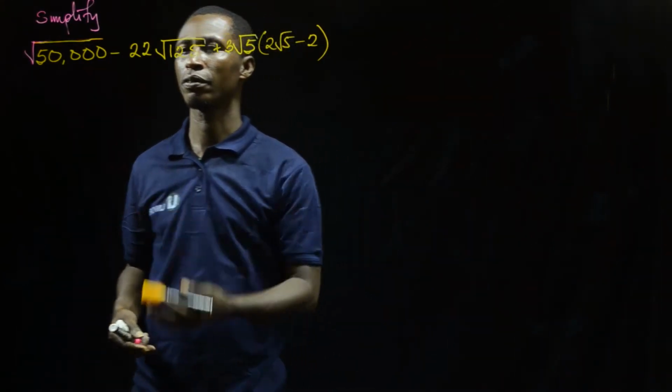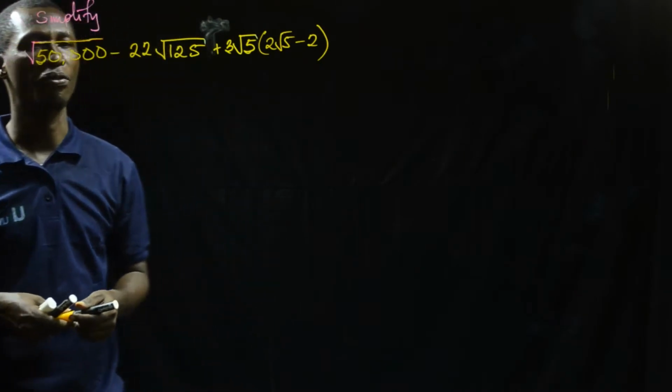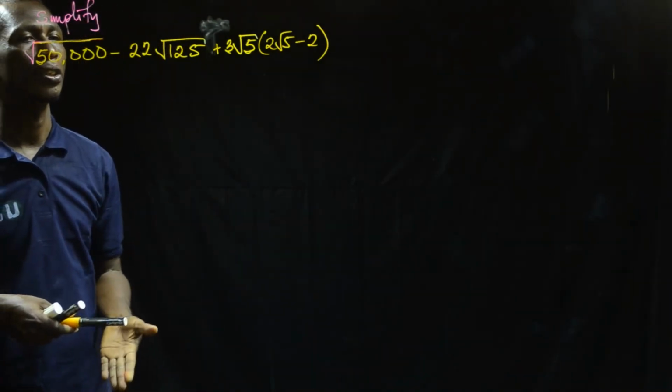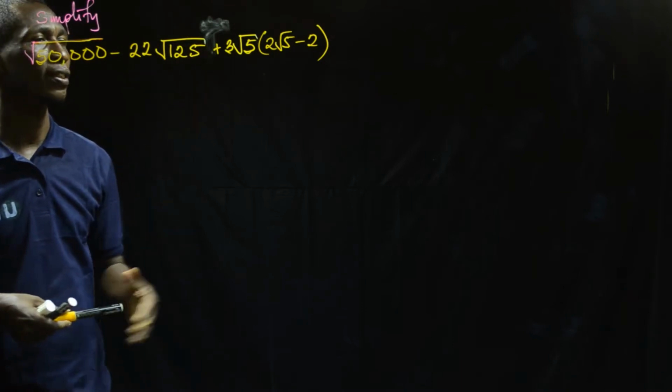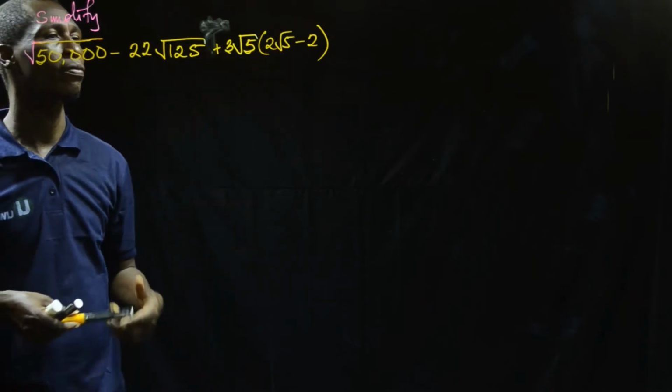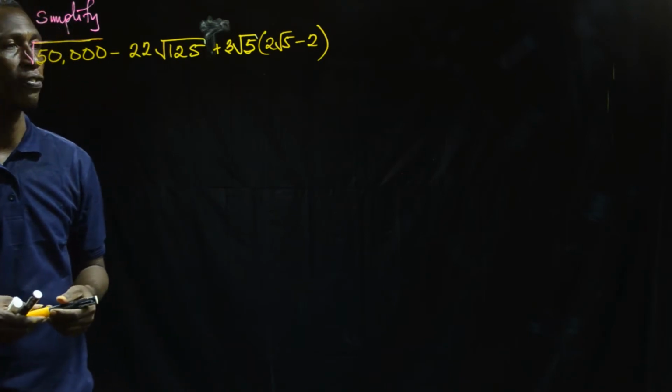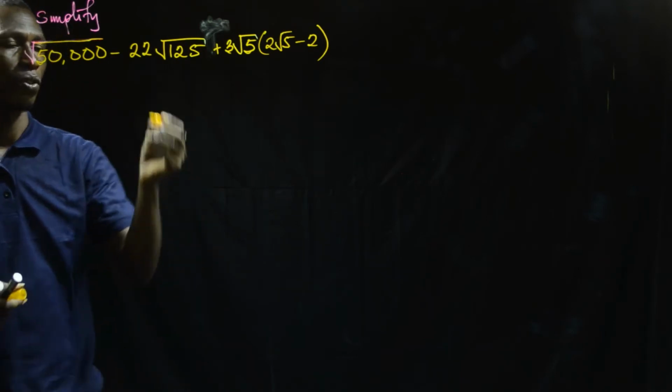We have a question. Say we are supposed to simplify root 50,000 minus 22 root 125 plus 3 root 5 into bracket 2 root 5 minus 2. Solution.